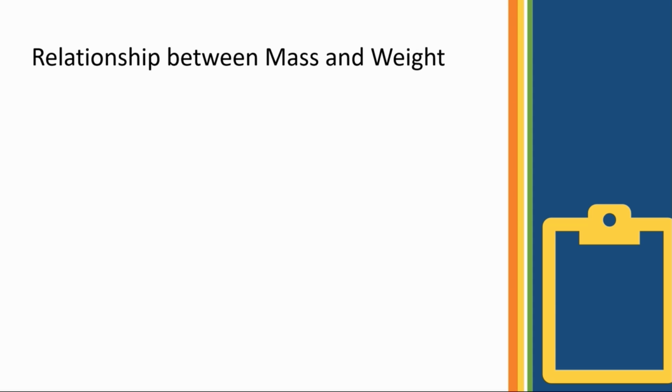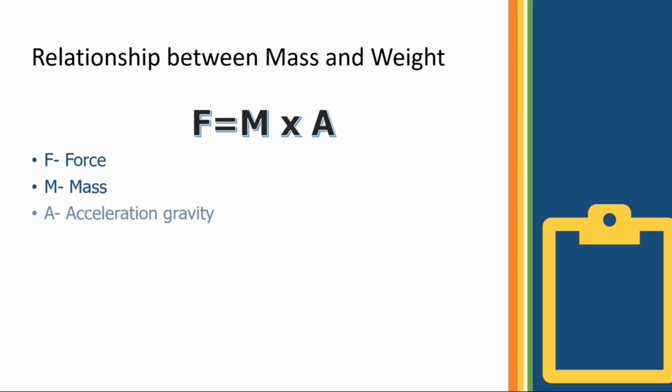The relationship between the mass and the weight: we have this formula, F equals m times a. F is the force, m is mass, and a is the acceleration of gravity. The weight and the force are the same, so for the weight we can use the same formula.